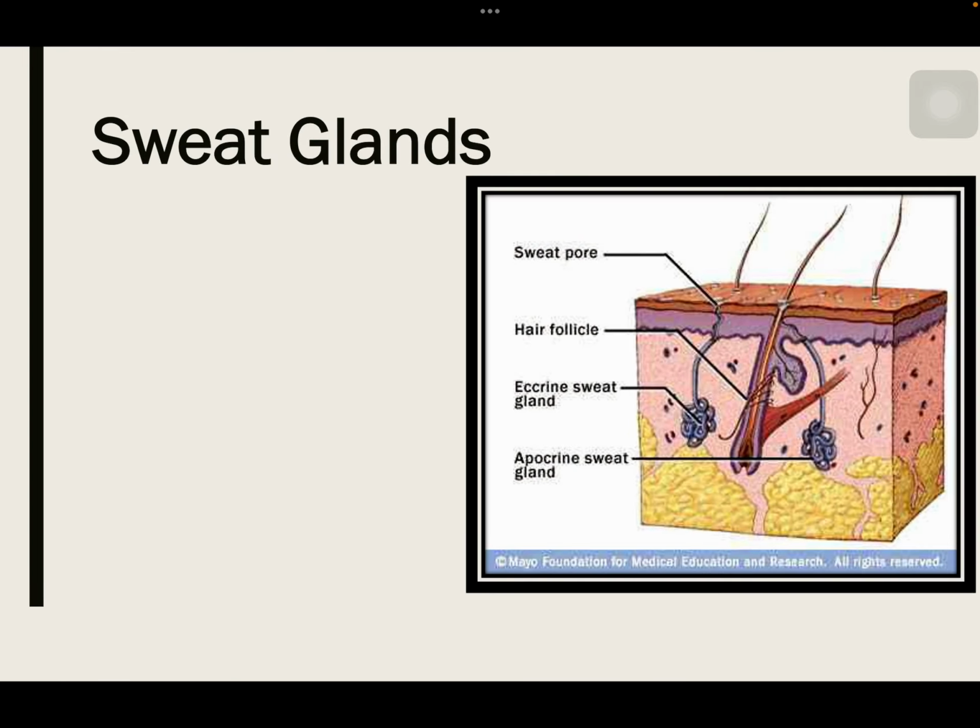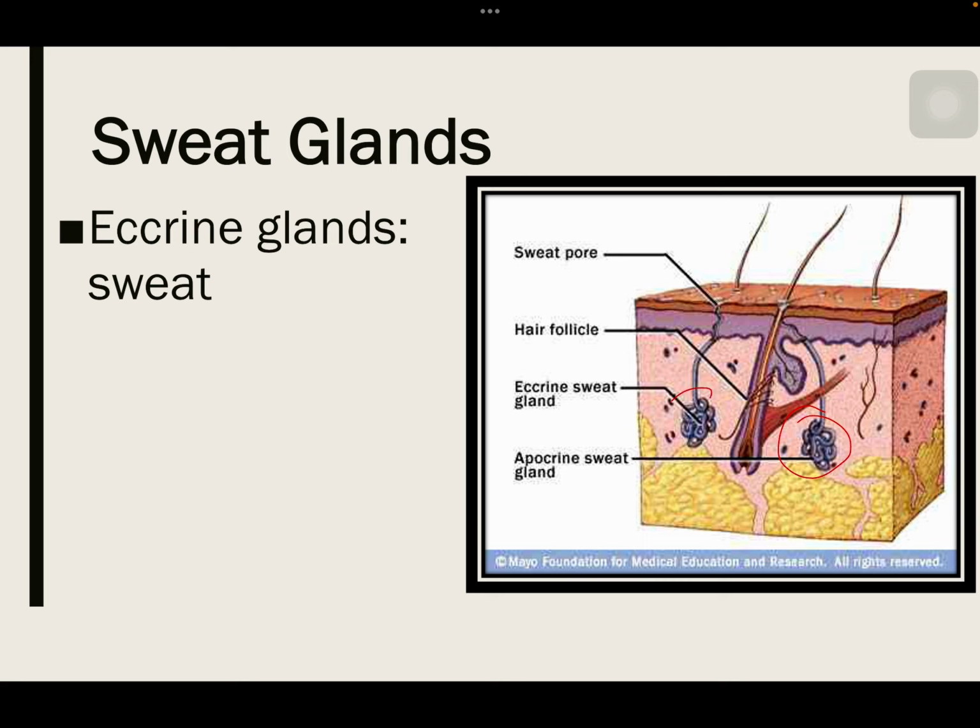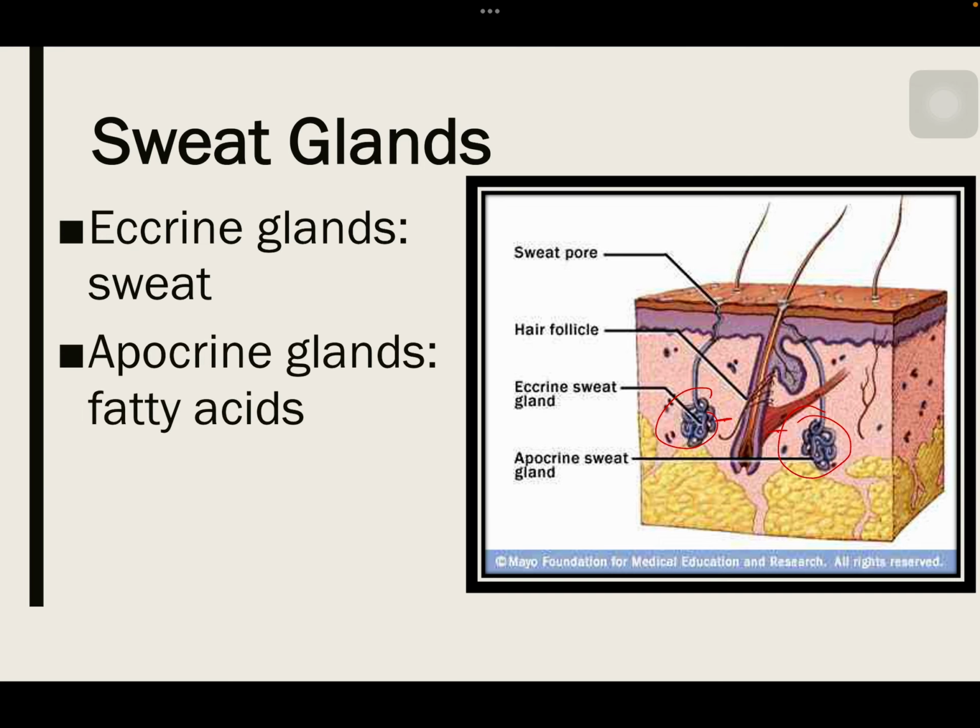Sweat glands naman are found deeper in the layer. They can also be found laterally to the hair follicle. Your eccrine sweat glands produce sweat, and your apocrine sweat glands produce fatty acids. These fatty acids are prone to oxidation that gives you the body odor or the foul-smelling odor after heavy exercise kay sweat ka. And the presence of fat in your sweat oxidizes it and gives you the body odor.